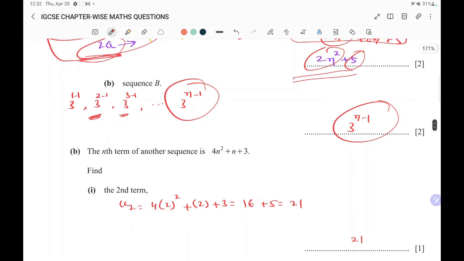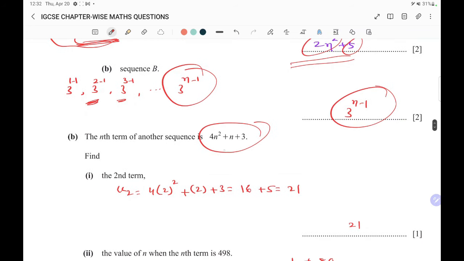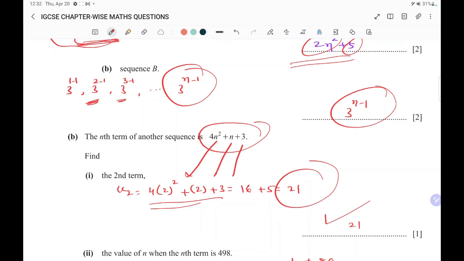Find the nth term of another sequence. The nth term of another sequence is 4n squared plus n plus 3. So find the second term. Just put n equals 2. So 4 into 2 squared, plus 2, plus 3. Calculate, you will get 21.